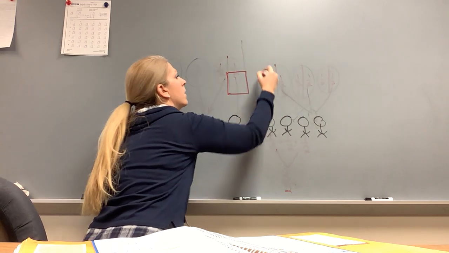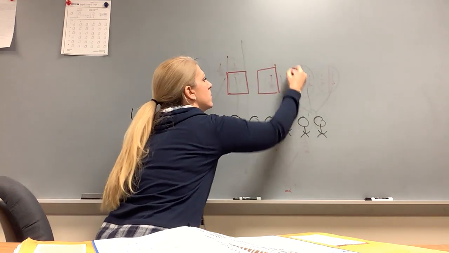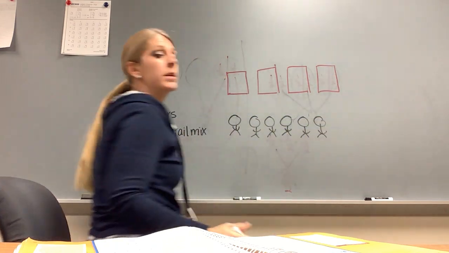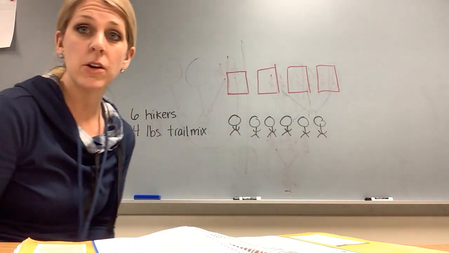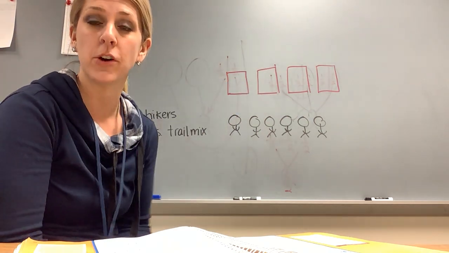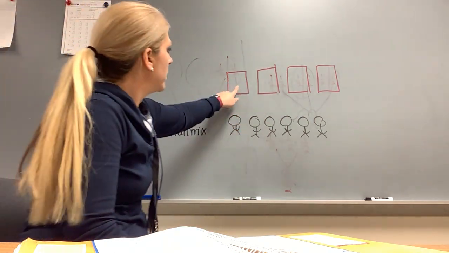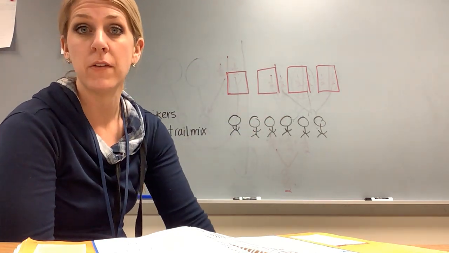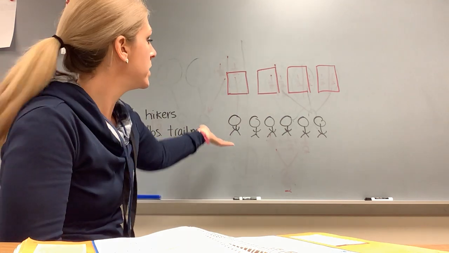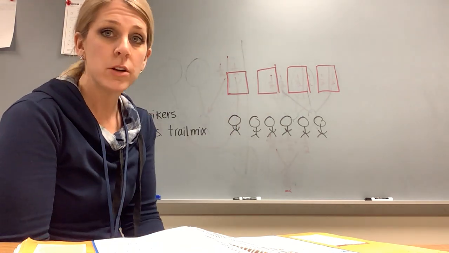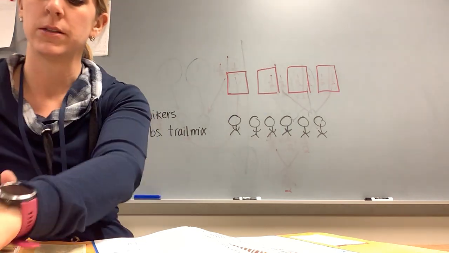1, 2, 3, 4. Now, in this example, is there enough for each hiker to have their own pound or bag of trail mix? 1, 2, 3, 4. No, because you'd have 2 hikers left over that don't have any, right? So how can we divide this to share them equally? There's going to be more than one way to do this.